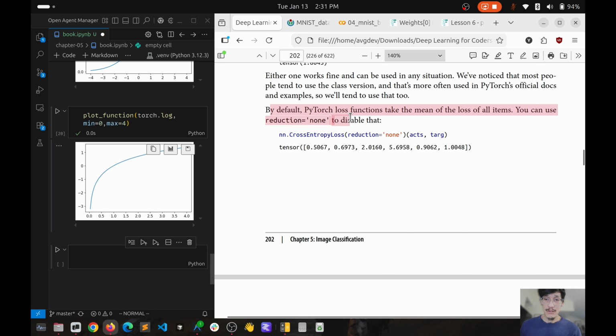By default, PyTorch loss functions take the mean of the loss of all items. Cool. You can use reduction equals none to disable that. So you're not taking the mean anymore, you're just taking the individual. Okay.